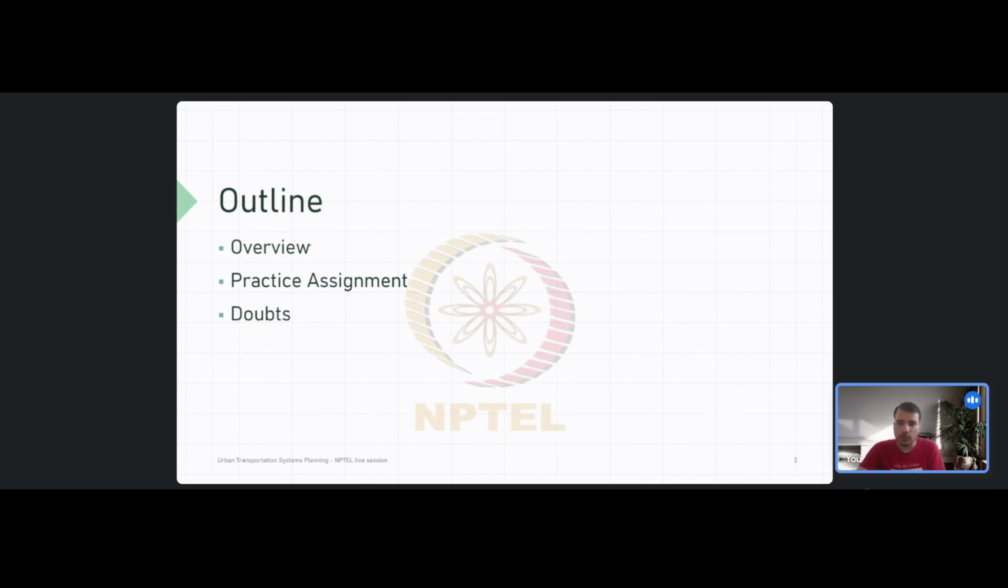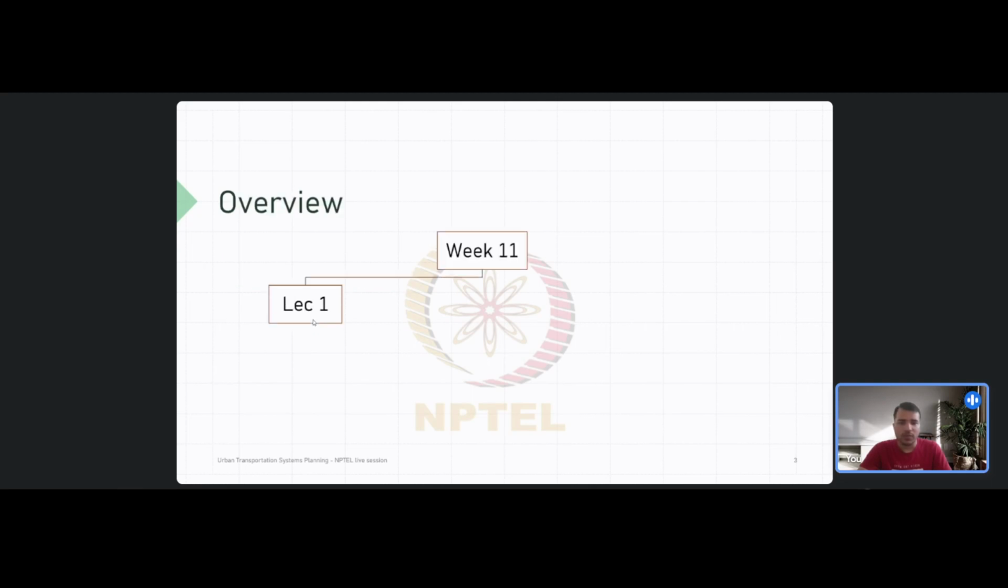Starting with the overview, we'll see the content which was taught in week 11. We'll see a basic overview of that, and we'll cover the practice assignment, and then we can take on some doubts. Coming to the overview, this week was divided into 5 lectures. Lecture 1 was about land use and land cover. We'll see some questions on this to make this more clear.